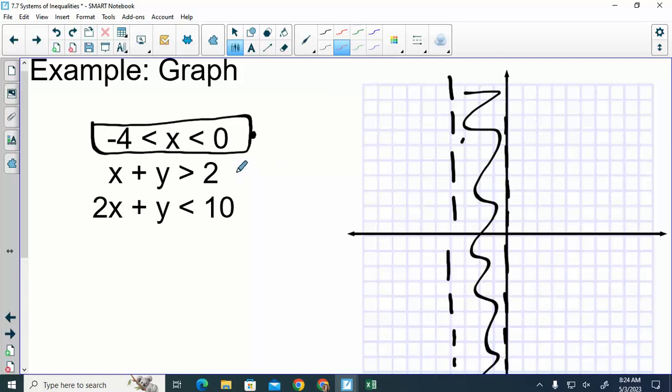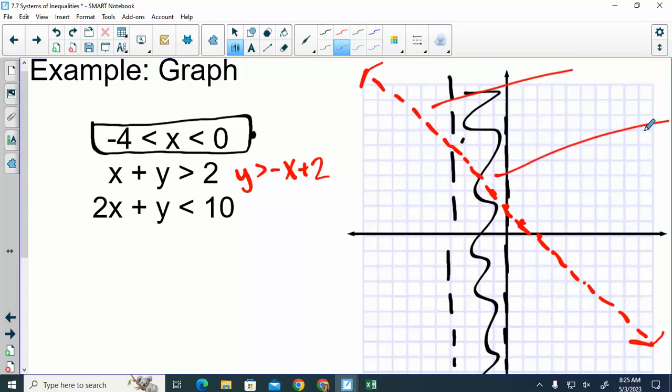So for this one, I have to solve for my y. So how would I graph that? Put in point 2 and then down 1 right 1. Solid or dash? Dash. It's greater than. So we're shading above that red line.